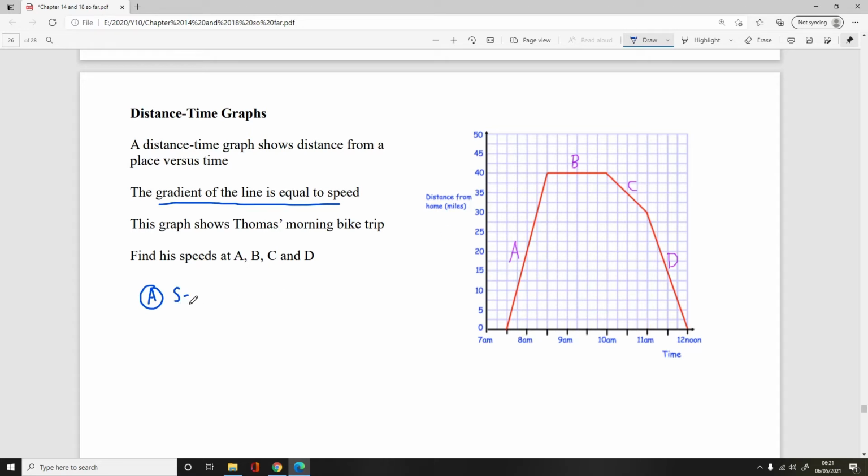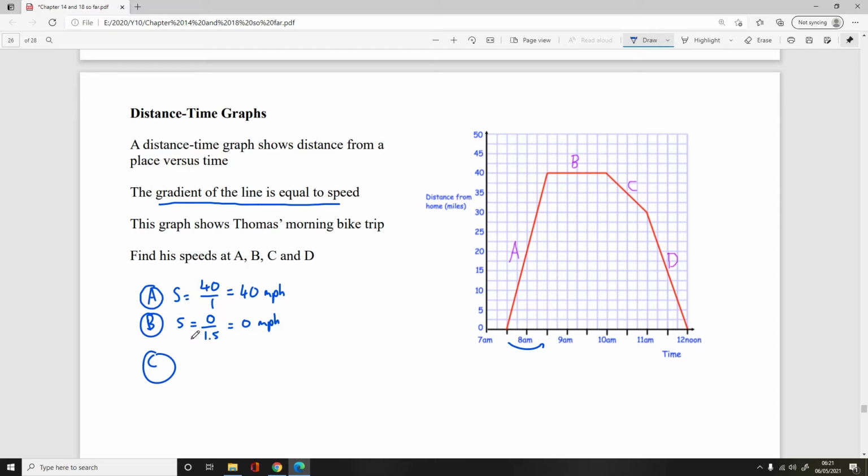So we're trying to find speeds, that's change in distance over time basically. So for A, it's going to be 40 miles is how far he travelled, and he took 1 hour to do it. That's from 7:30 to 8:30. So the speed was 40 miles per hour. That's a hell of a bike ride. Well done, Tom. For B, speed doesn't change at all, or distance doesn't change at all. Over I guess 1.5, but it doesn't really matter because we're going to get an answer of 0 for speed there. The gradient is 0.